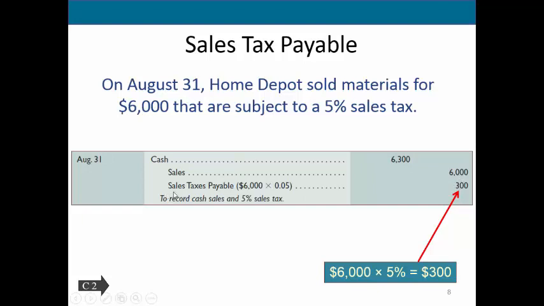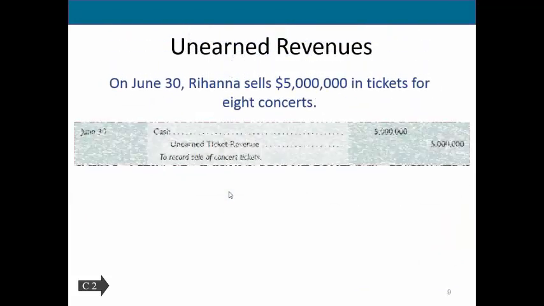Remember, a liability increases with a credit, and that's why we're crediting this liability here. And the liability is simply our sales tax payable. This will remain a liability until this money is sent off or remitted to the government.